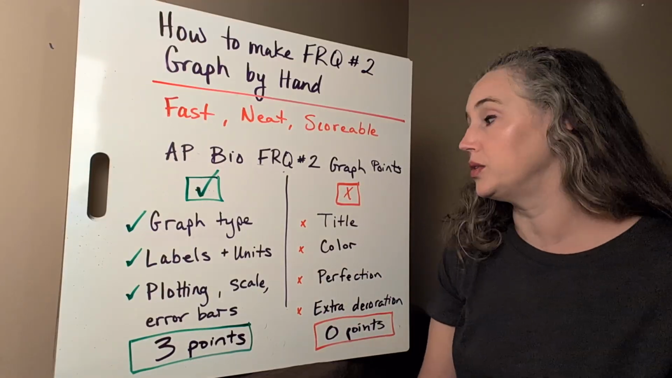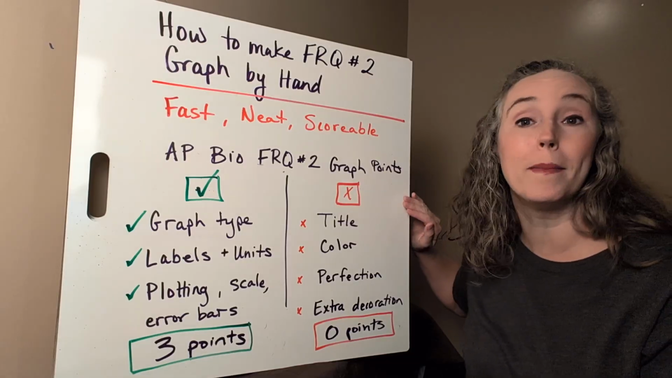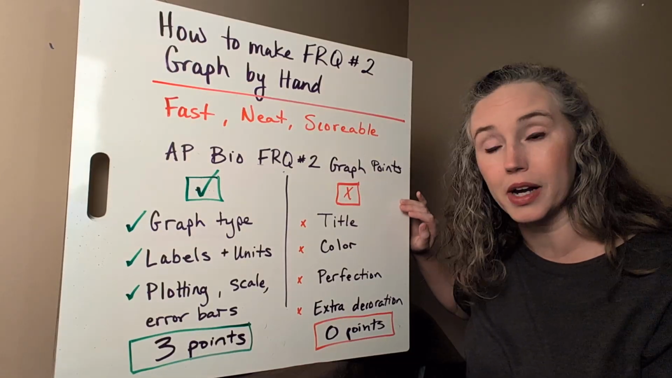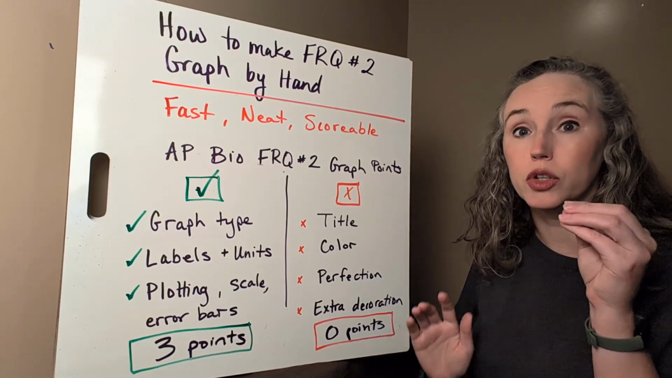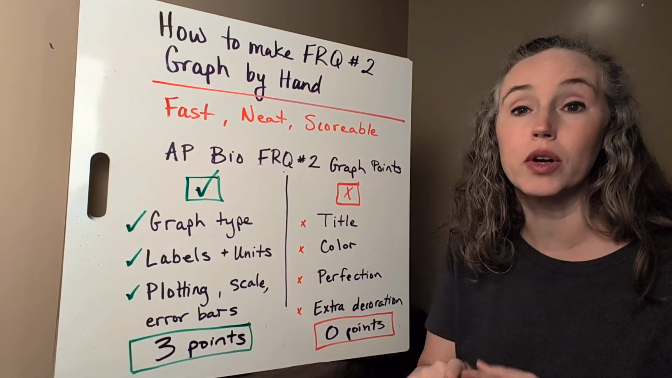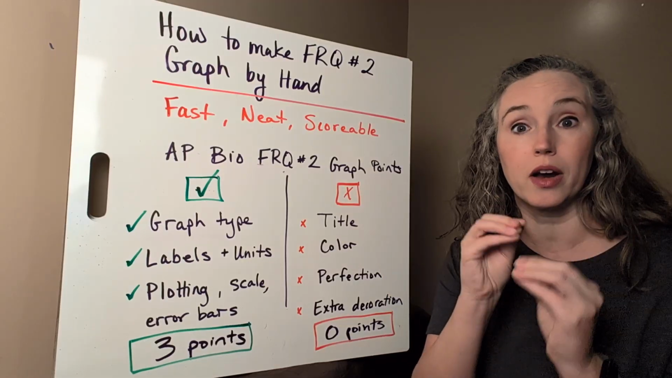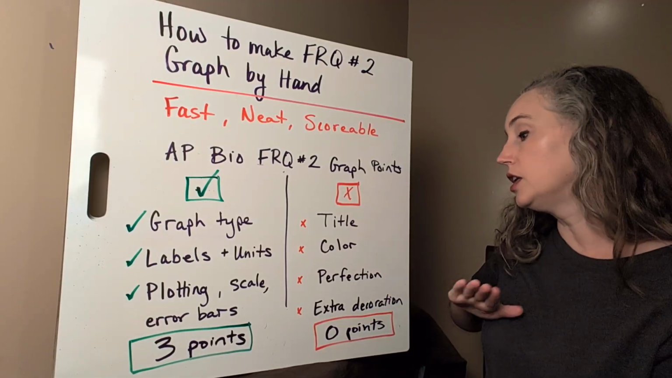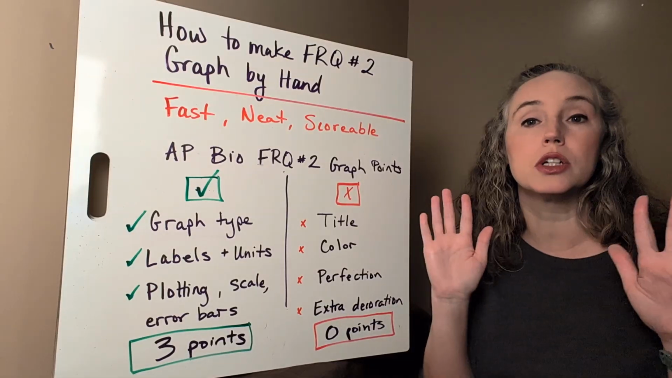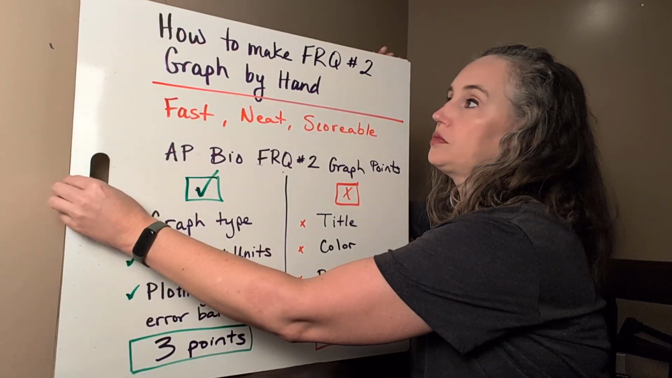What does not earn you any points is an amazing title or a terrible title. You don't need a title on an AP Bio exam FRQ. Now, you do need it on a lab report and you do need it in real science. But today we're focusing on what's required for the AP Bio exam. You don't need color. You also don't need perfection or extra zhuzh. But you do need neatness. All right.